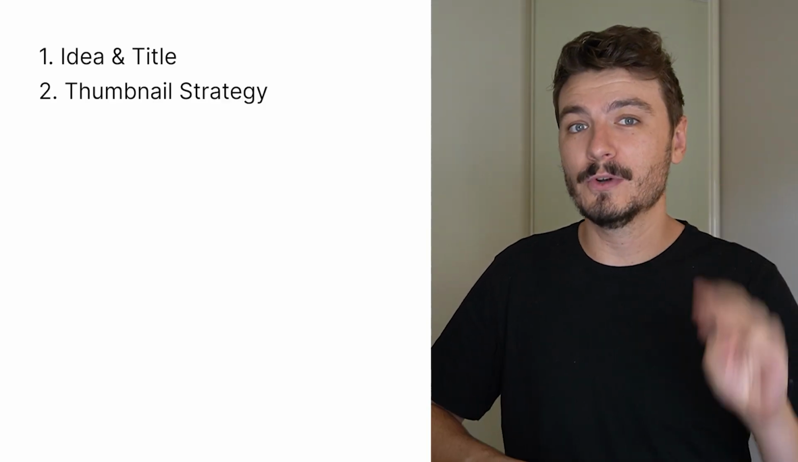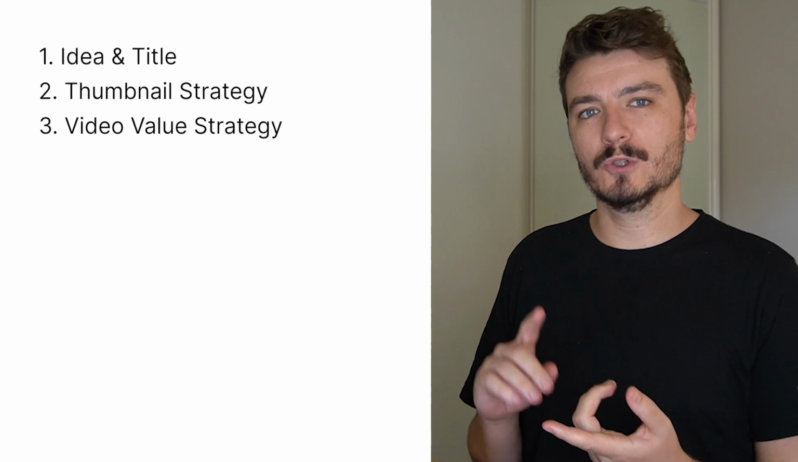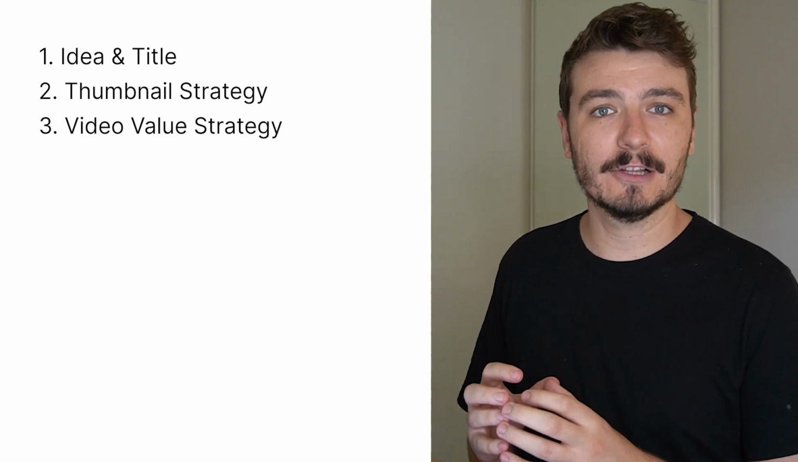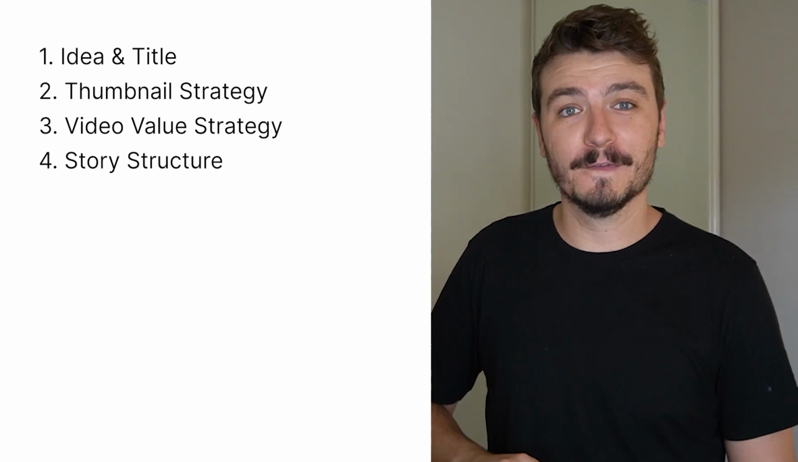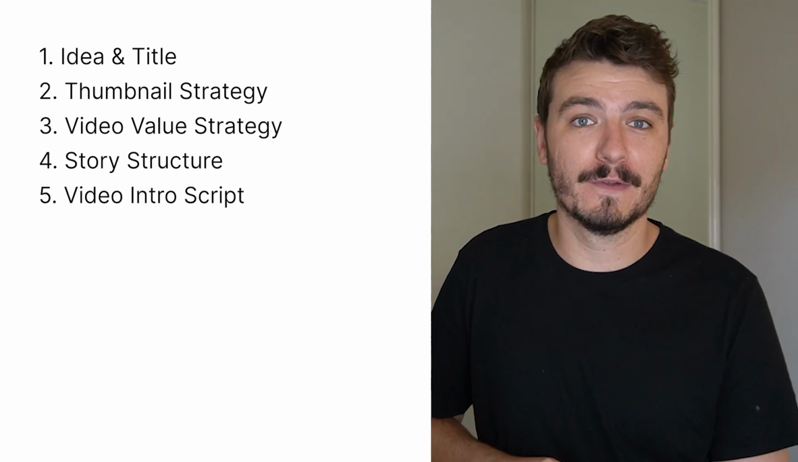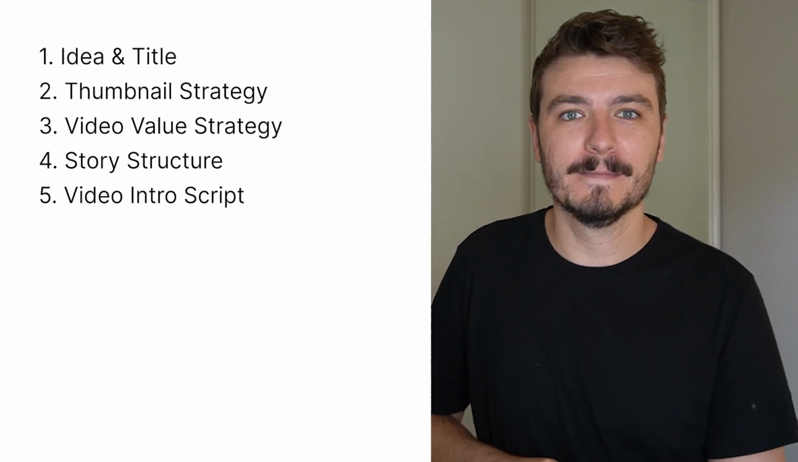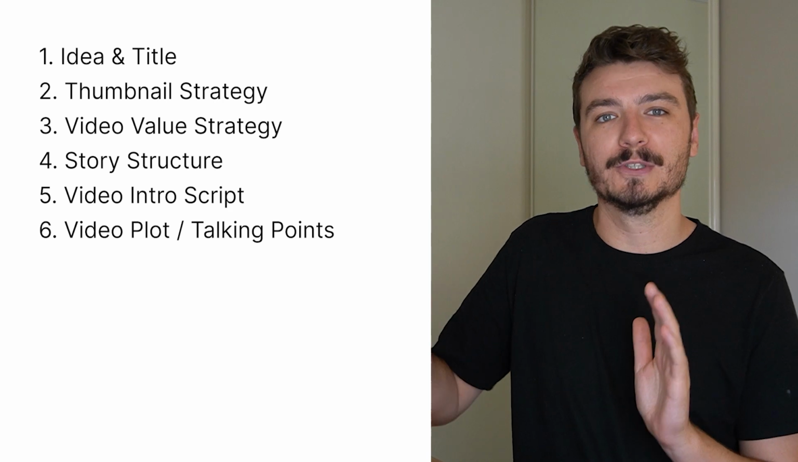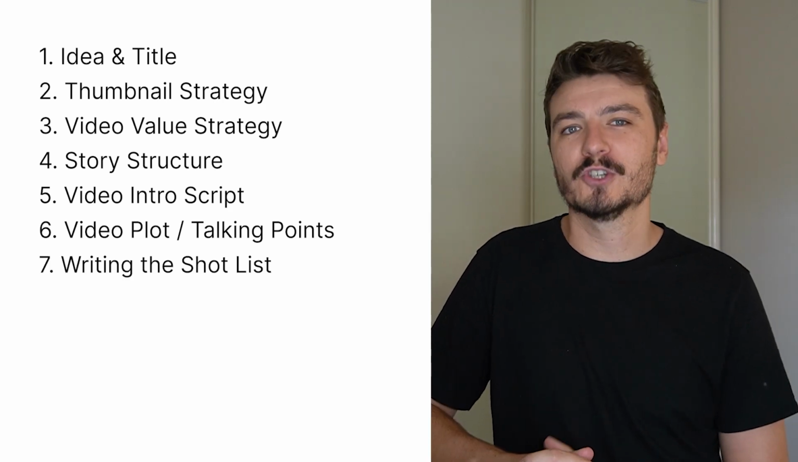So here's what we're talking about today. How to come up with an idea for a video, then how to come up with 3 thumbnails for your idea. After that, we'll talk about value and understanding the value that's expected from your video. After that, we'll talk about the story structure for your video. After that, I'll script the intro for the video using my intro formula. After that, we'll come up with the different plot points throughout the video. After that, we'll write the shot list for the video.